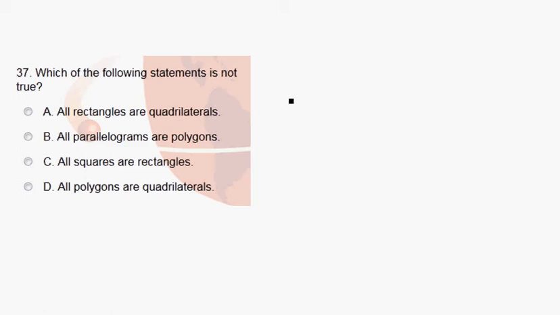Okay, which of the following statements is not true? And then we have a series of statements, and we are required to know the definitions of a few terms here. So let's make sure we go through all of these definitions. So first, let's start with a polygon.